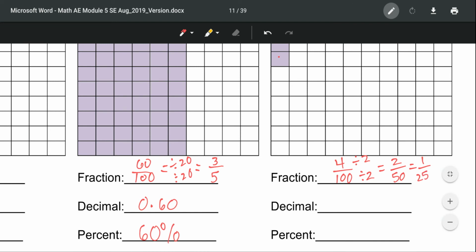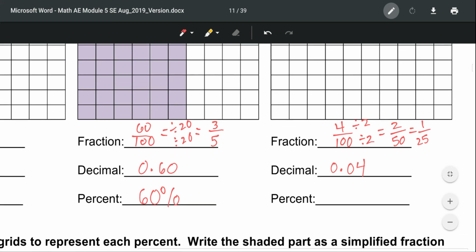Okay, remember that a decimal means you have 4 hundredths. So since it's 4 out of 100, that means you have 4 hundredths. So this would be 0.04. And percent means out of 100. So if you have 4 out of 100, that's just 4%.